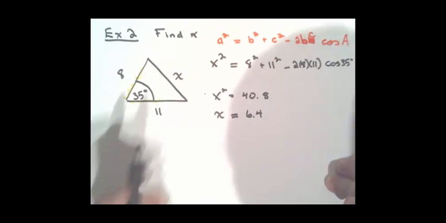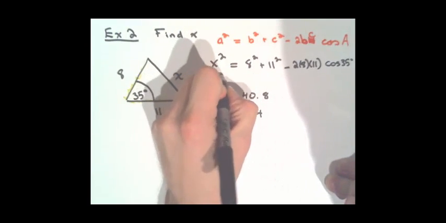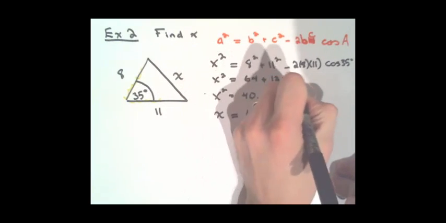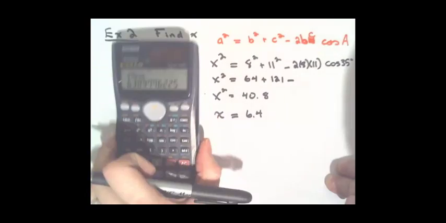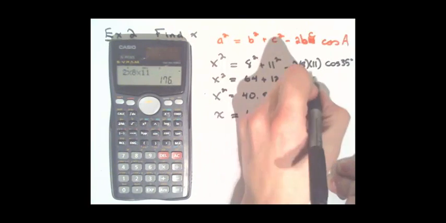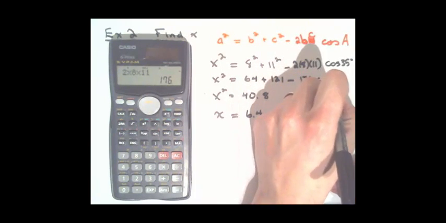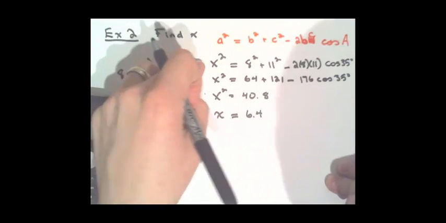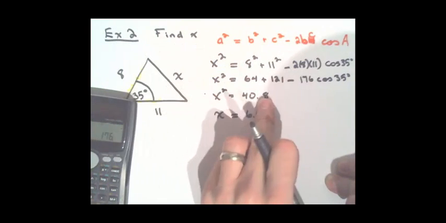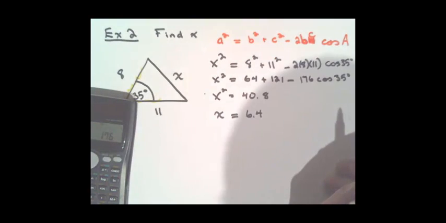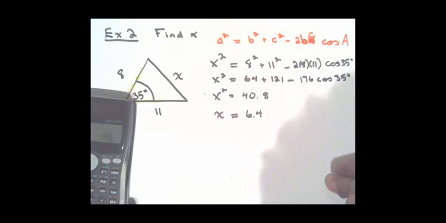Okay, I mentioned earlier you may not have a calculator that can do that in one shot, so maybe you need a line like this: 64 plus 121, okay, minus 2 times 8 times 11, which is 176 cos 35 degrees. Again, you can do the formula and then jump right to here if your calculator allows it. But if it doesn't, you have to work these out in pieces. Go for it. Whatever works best for you, whatever you're more efficient at.